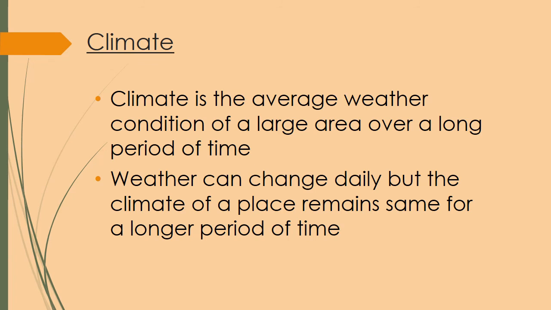Weather is the atmospheric condition of a place over a short period of time, whereas climate is for a long period of time. You can take the example of Rajasthan. You have seen that there is very little rainfall. This is based on the study of 20 to 30 years of temperature, so the climate is like that. That's why we say that it is very hot in Rajasthan. Weather can change daily, but the climate of a place remains the same for a longer period of time.